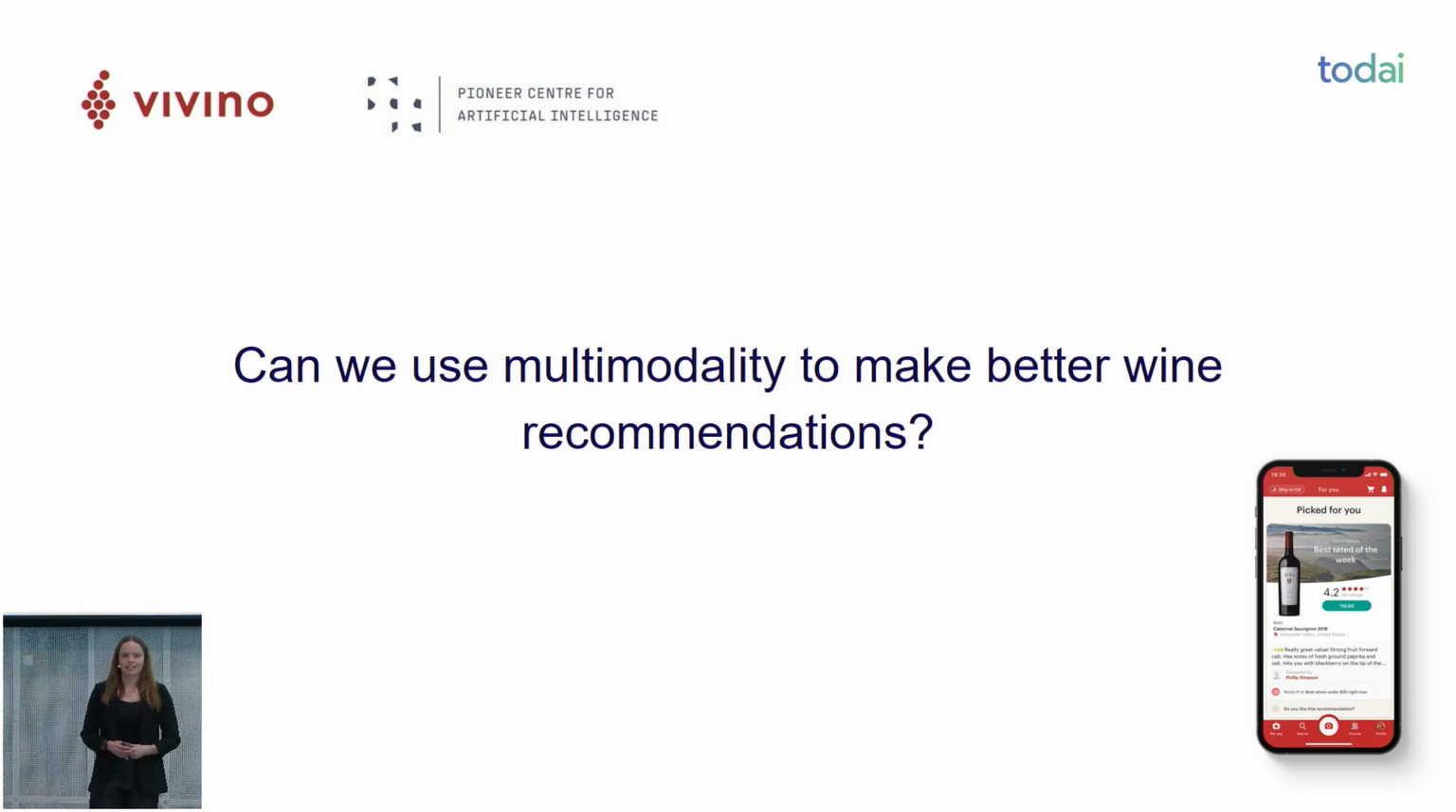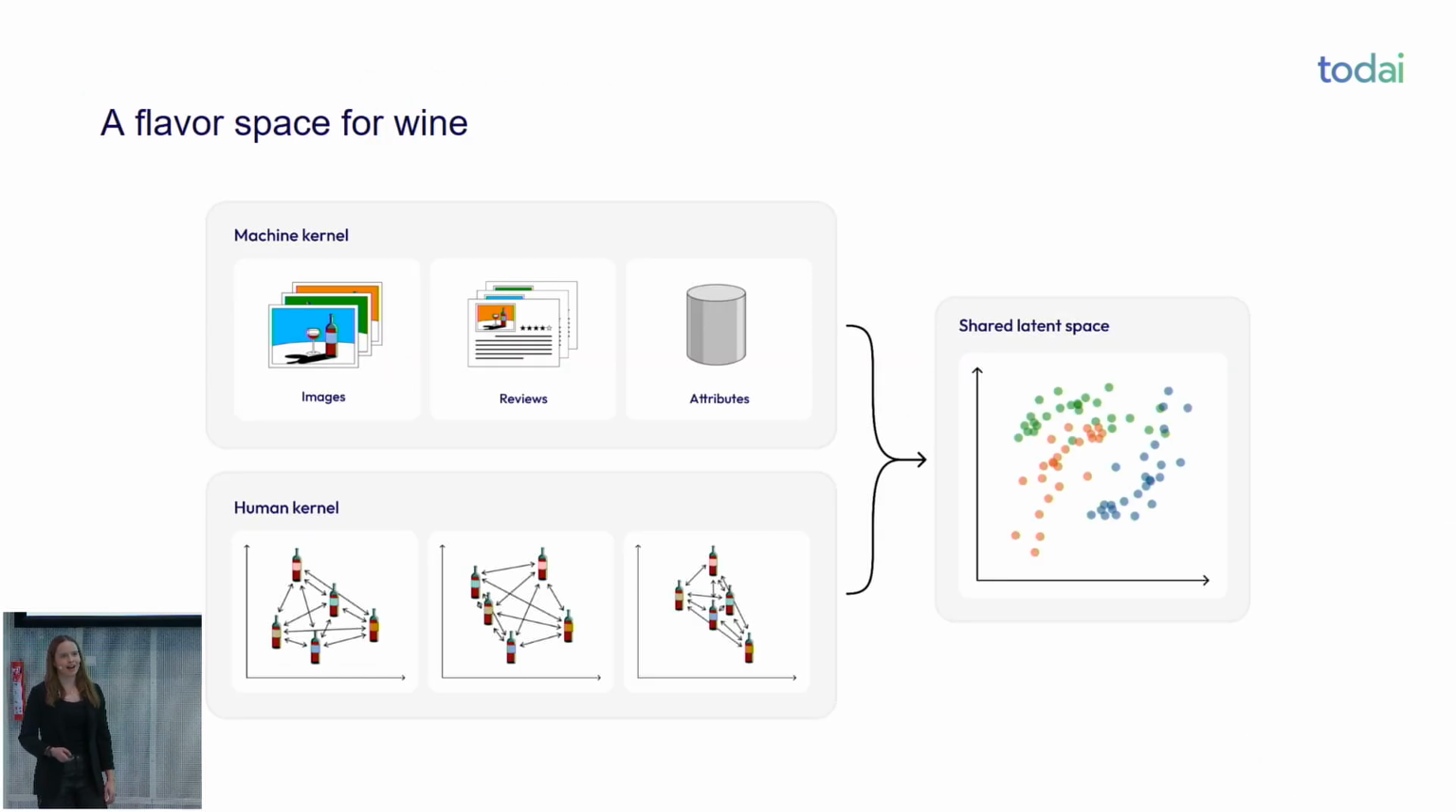Now, say you can find a wine that tastes very similar to your favorite, quite expensive wine. That is made possible if you have a flavor space for wine. In this flavor space, wines close together in the space are similar in terms of flavor, while wines further apart are not. Now, we explored the idea of making this flavor space by combining images of wine bottles alongside user reviews about the wines with human annotated flavor similarities.